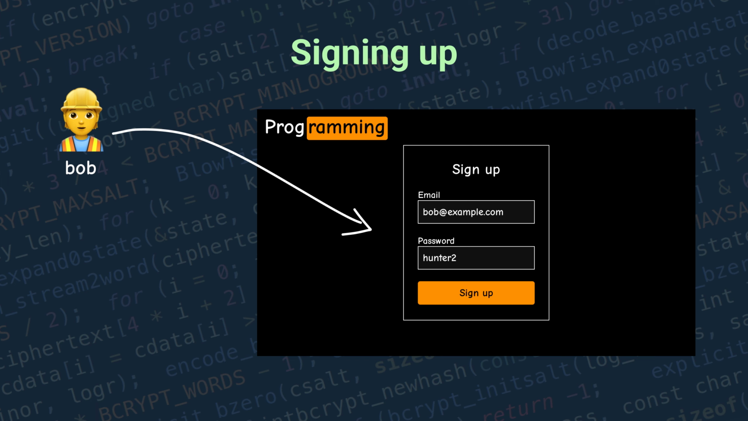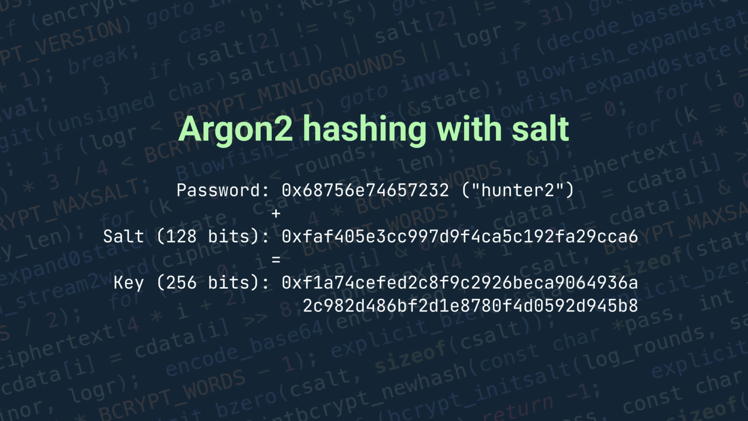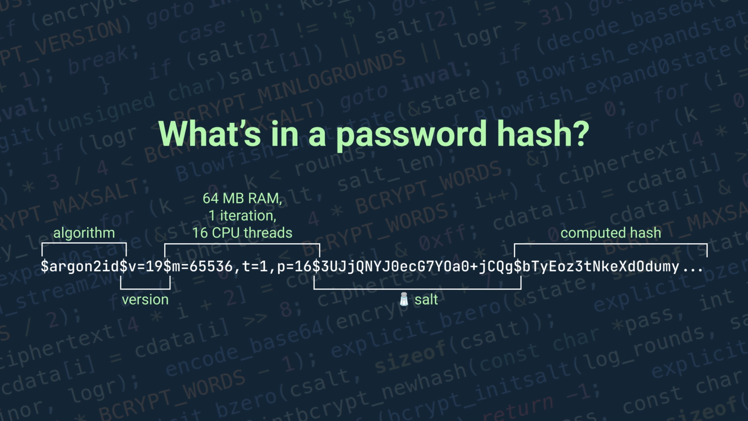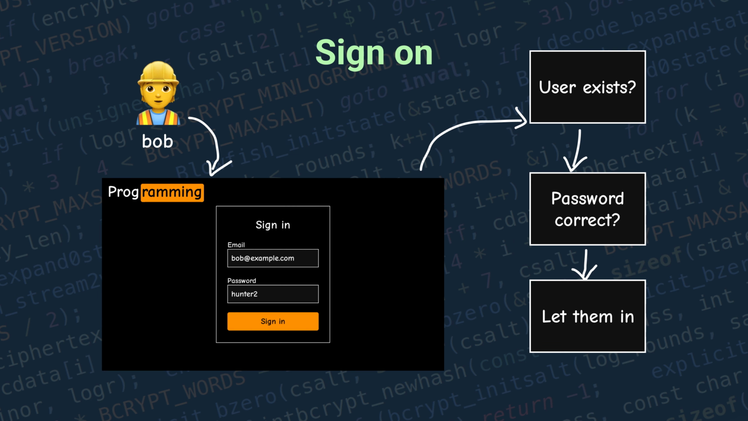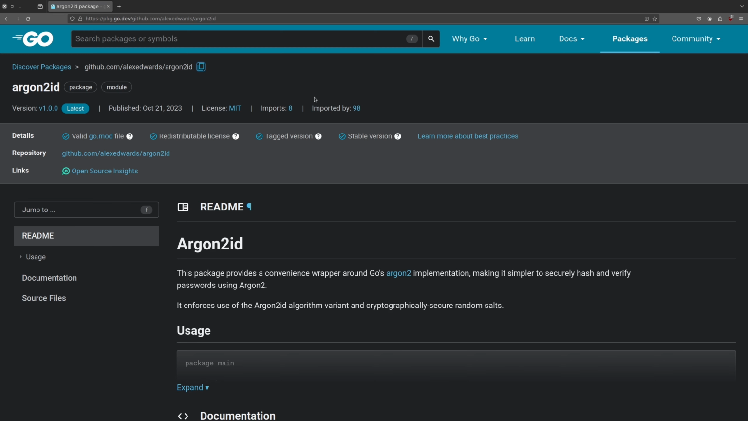This is why password hashing algorithms were invented. We take Bob's password, mix it together with a random value called salt, and apply some sort of complex and slow computations, ending up with a string that looks like this. This string contains an identifier of the hashing algorithm, its parameters, the salting value, and the result of all those computations. Whenever Bob wants to sign in, we take his password, add the salt, and apply the same computations. If we end up with the same value, it means that the password is correct and that we can let Bob into the system. In this video, we are going to be using a password hashing library called Argon2id.